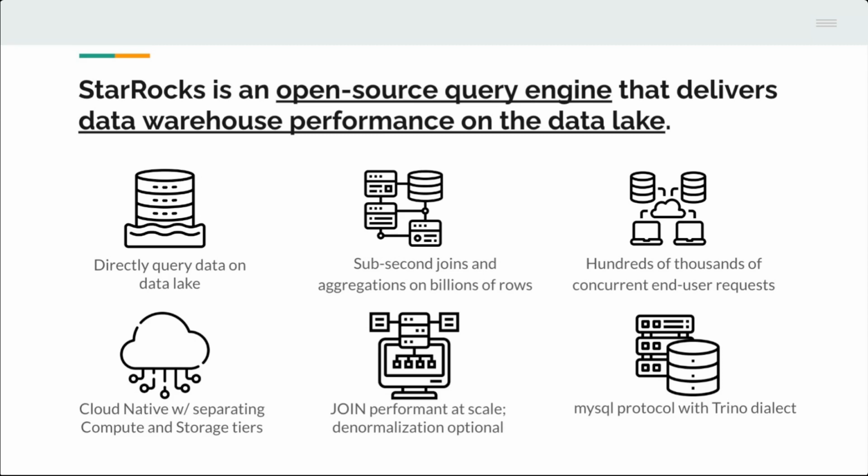I also mentioned one of the big things was join performance at scale. We also support denormalization. You can denormalize if you want to. However, I would say the majority of community users want to use join performance because they just want to simplify their life.